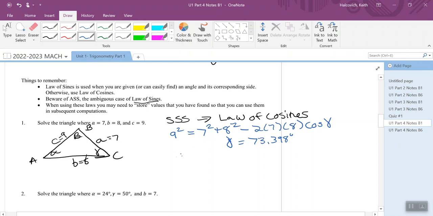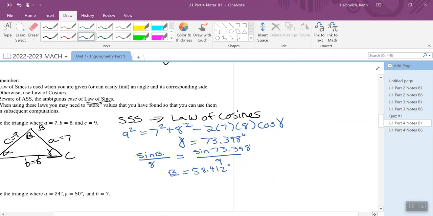angles. So I could say, if I want to find beta, sine beta over 8 is equal to sine 73.398 over 9. I could cross multiply, divide, and take the inverse, so then I get beta is equal to 58.412 degrees. And then I could subtract from 180 to get what alpha is.